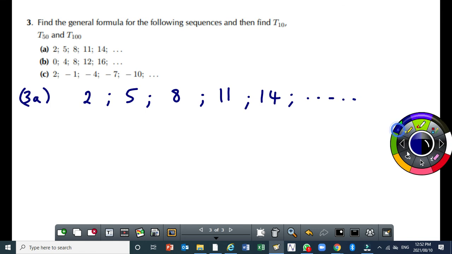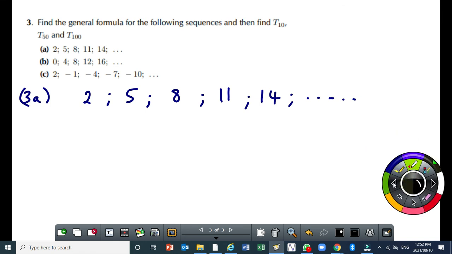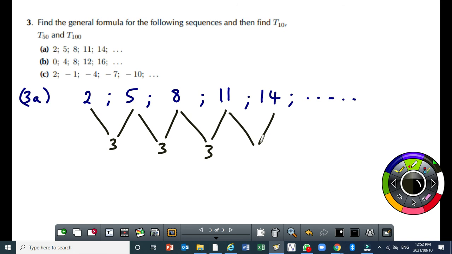Okay, so here we need to determine the general term first. So to find the general term, obviously you can say T2 minus T1, that's a 3. T3 minus T2, that's a 3. T4 minus T3, that's a 3. T5 minus T4, that's a 3. So in this case, our A is going to be equal to 3. So write the general equation, Tn equal to An plus C.